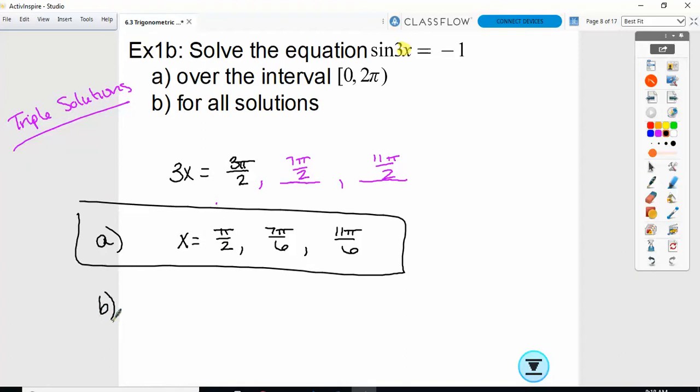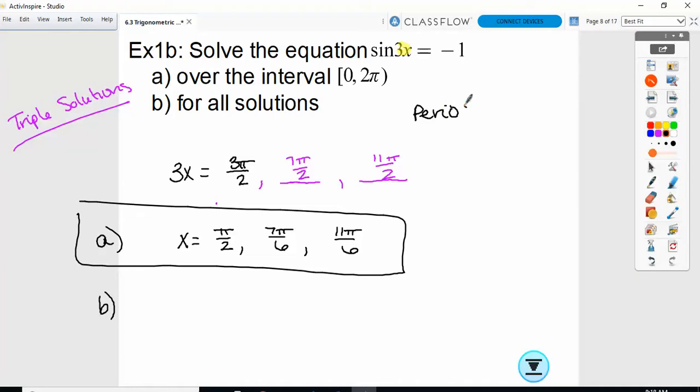If I say all solutions, most of the time on these, I'm only going to have you give me the answers from 0 to 2 pi. But I may throw in 1 or 2 questions asking for all solutions. There are different ways of writing this. Again, I'm just going to pick one.